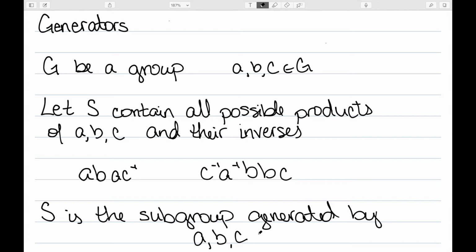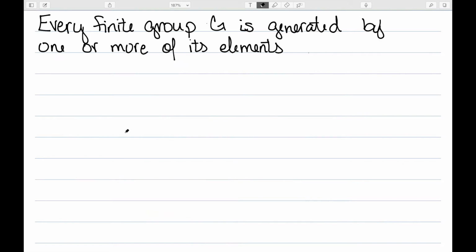First, there's nothing unique about 3. We can do this for any set of elements in a group. We can form a subgroup containing all possible products of those elements and their inverses. We know that every finite group G is generated by one or more of its elements. And this is pretty clear because I could just let the generating set be all of the elements of G since it is a finite group.